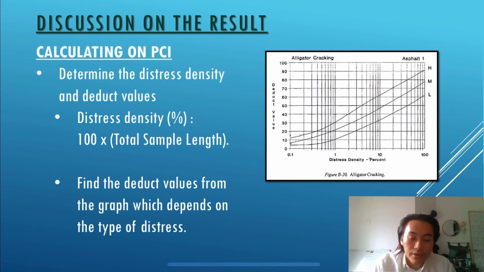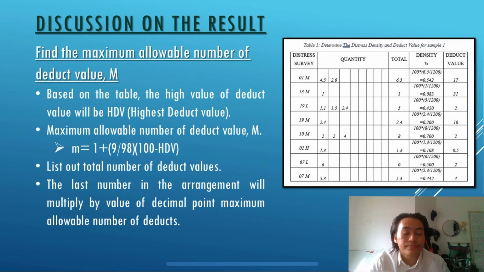After you find the deduct value from the graph, we should find the maximum allowable number of deduct values. Okay, next, you should find the maximum allowable number of deduct values. That is M. So based on the table, we can find the highest value of deduct value, and that will be the HDV, that means highest deduct value. Then we put it in the formula of M, that's the maximum allowable number.